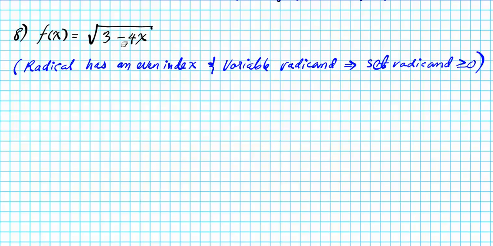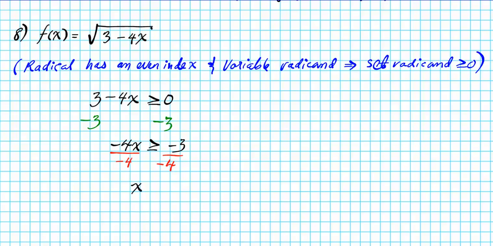Remember, the radicand is the expression underneath the square root. So we extract 3 minus 4x, and then we set it to be greater than or equal to 0. All right, let's get x isolated. Subtract 3 from both sides, and that gives us negative 4x is greater than or equal to negative 3. And then we divide both sides by negative 4, and then we have x.